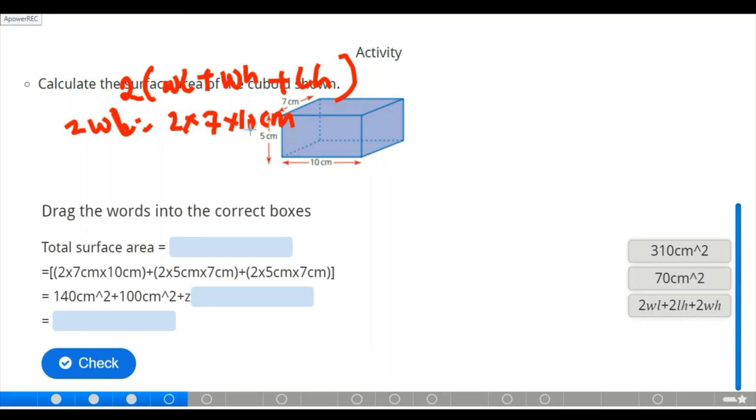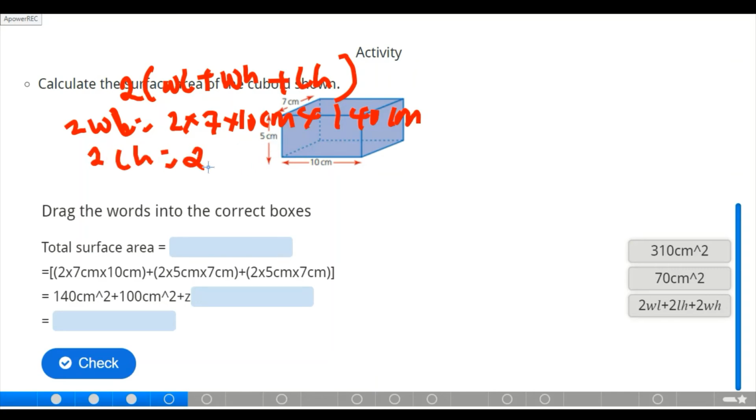What is that? 7 times 10, that is 70, then 70 times 2 will give us 140 centimeter. Okay, that's the first one we have there. Now let's look at the second one, which is what? 2LH, right? Okay, so we have 2, okay, let's say we have LH.